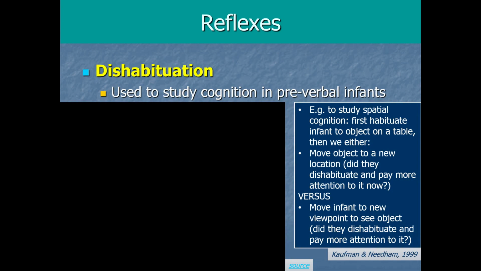Then they compared two conditions. They either moved the object to a new location, or they moved the infant to a new location. So in both cases, they then looked for dishabituation to see if the infant started attending to that previously habituated object again. And if they found a difference in dishabituation between those two conditions, that would tell us about how infants represent space, whether it's egocentrically or allocentrically, sort of self-centered or object-centered or what. But only by knowing about habituation and dishabituation could developmental psychologists study something like this. So that's one application in another area of psychology of concepts like this.